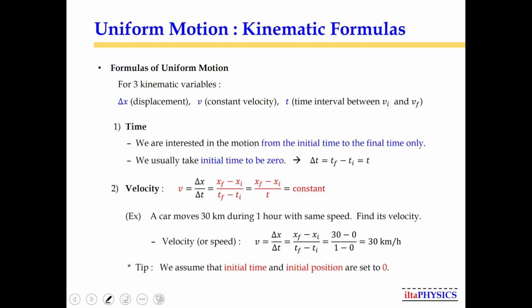The question asks for speed, but since the problem doesn't mention direction, we can treat it the same as velocity in this case. From another perspective, since the motion described has no change in direction, for this time interval, speed and velocity can be considered the same. Anyway, in this case the car's speed can be calculated as 30 kilometers per hour. This calculation is very simple, but what we are interested in here is that the speed remains constant throughout the motion. Here is a useful tip. For convenience, we usually assume the initial time and initial position are both 0 when solving problems like this.